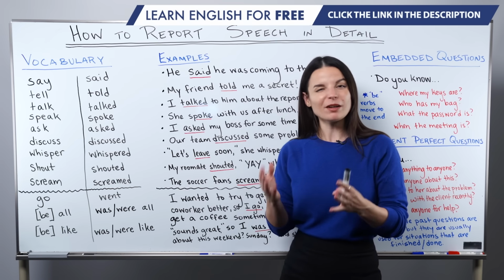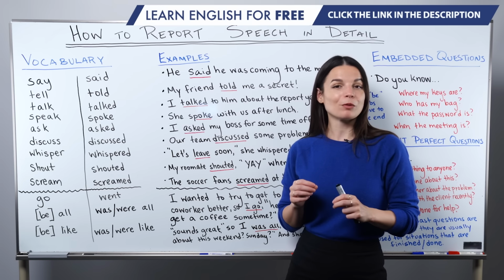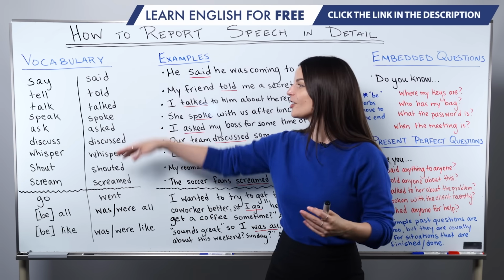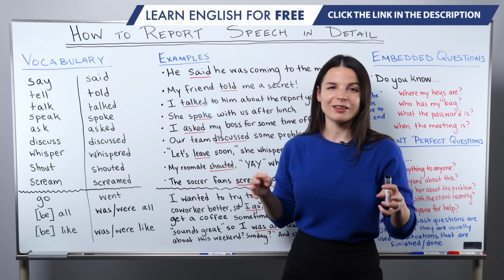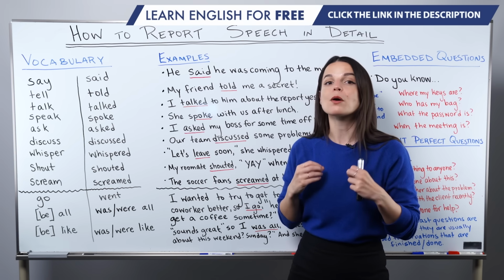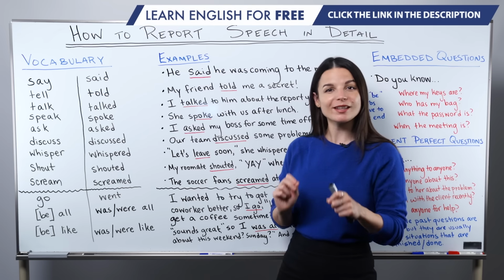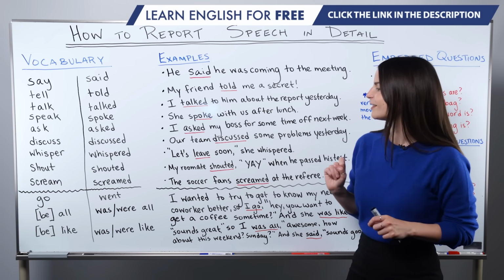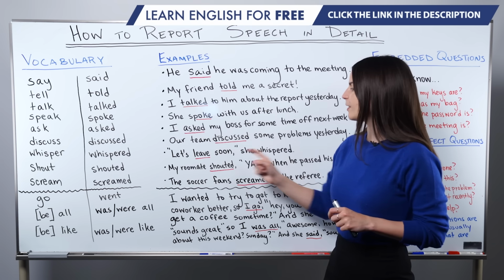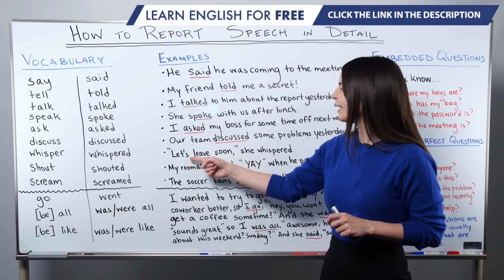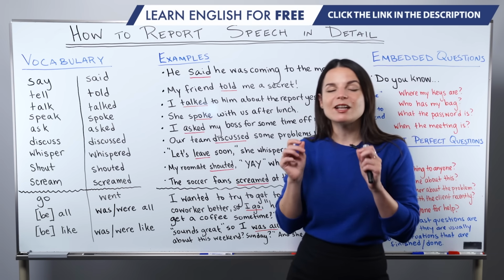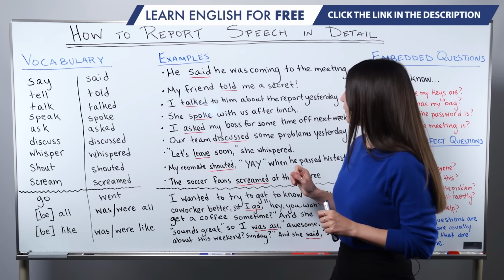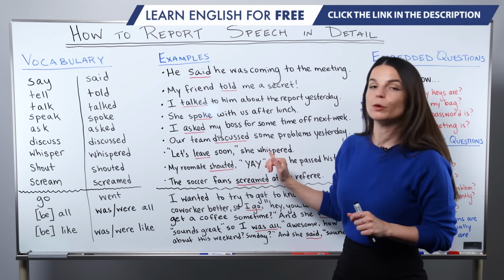Sometimes, especially when you're writing things, it can be really important to talk about how someone is speaking. So not just who they were talking with or if they had a discussion, but also how the person is speaking. So let's look at an example sentence. Let's leave soon, she whispered. So we can imagine that this let's leave soon was said in a very, very quiet voice. So this is telling us that a quiet voice was used.